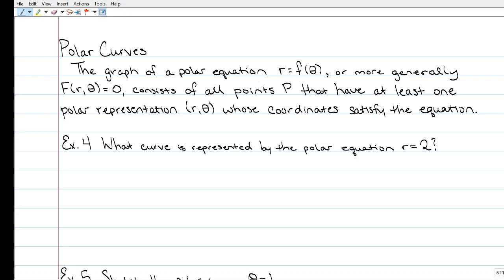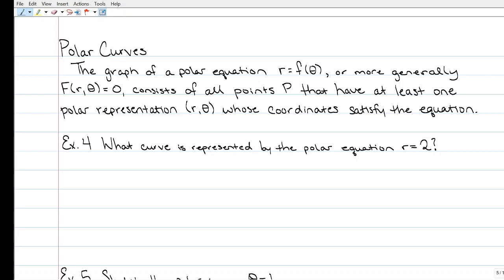Let's resume section 10.3 with polar curves. The graph of a polar equation r equals f of theta, or more generally, capital F of r comma theta equals 0, consists of all points capital P that have at least one polar representation r theta whose coordinates satisfy the equation. So what curve, example 4, what curve is represented by the polar equation r equals 2?